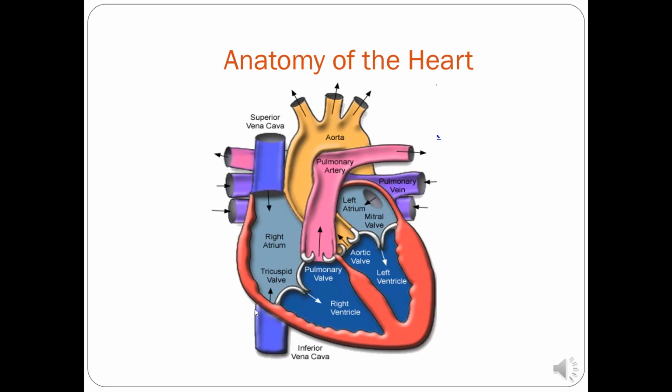The right ventricle pushes the oxygen-poor blood to the lungs through the pulmonary arteries. The blood is oxygenated in the lungs, and oxygen-rich blood is returned from the lungs through the pulmonary vein into the left atrium. The left ventricle pushes the oxygen-rich blood out through the aorta, which directs the blood to all of the other parts of the body.